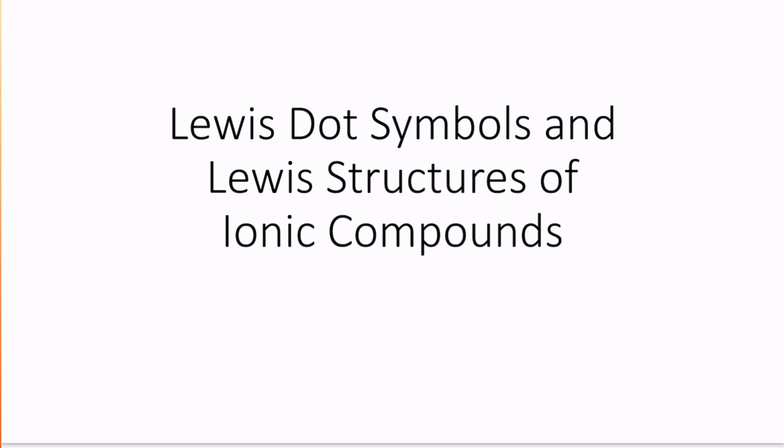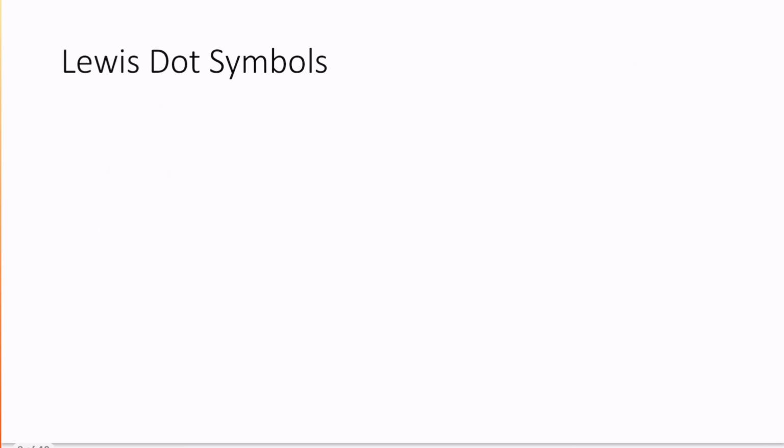In this video, we are going to look at Lewis dot symbols and then the Lewis structures of ionic compounds. A Lewis dot symbol shows the element symbol with its valence electrons. For example, carbon has the symbol capital C, and it has 4 valence electrons.